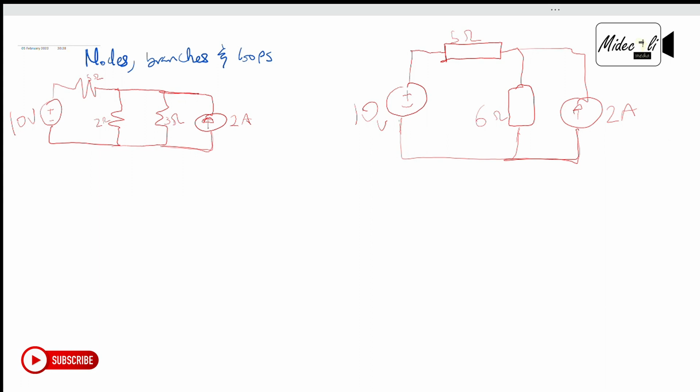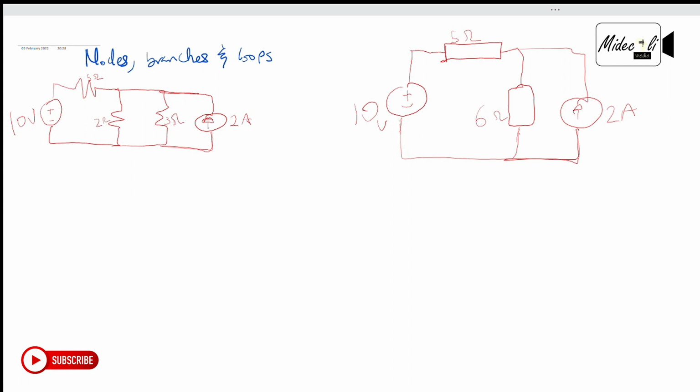Today we're going to be looking at nodes, branches, and loops. First of all, we need to define each of these things so you can understand where we're heading. A branch represents a single element such as the voltage source, the resistor, the current source, single elements in your circuit. While a node is a point of connection between two or more branches.